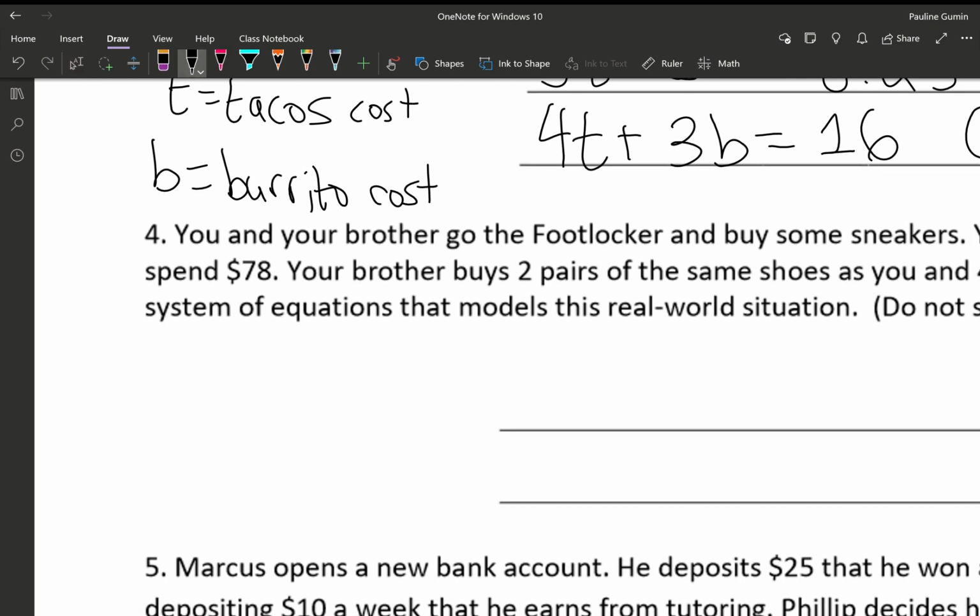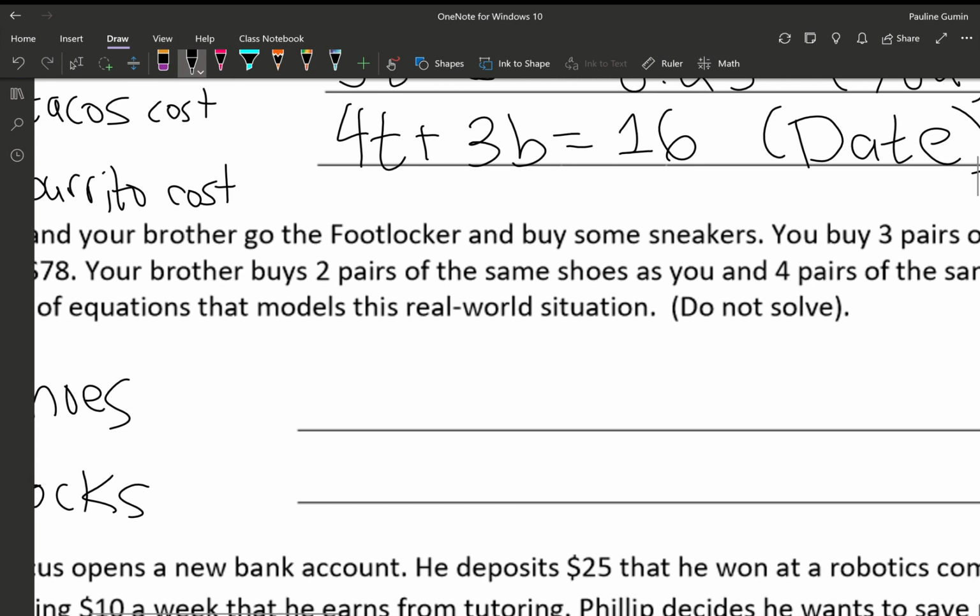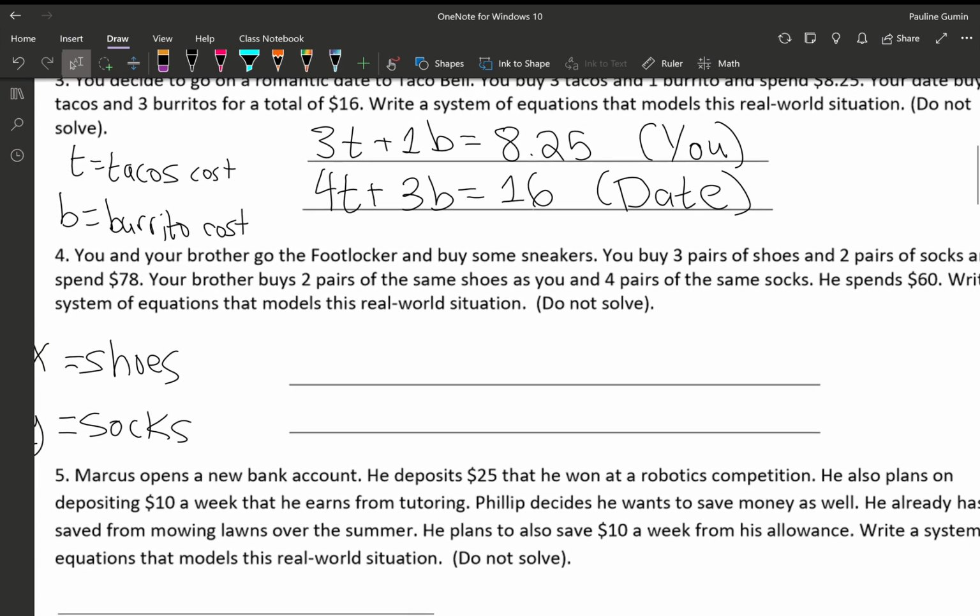Now we have 2 things that we don't know. I don't know how much my shoes cost, and I don't know how much my socks cost. Now, since they both start with S's, I'm just going to go for X and Y on these. All right, let's write about us first. We bought 3 pairs of shoes and 2 pairs of socks for $78.